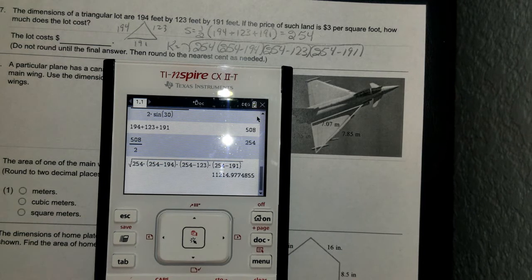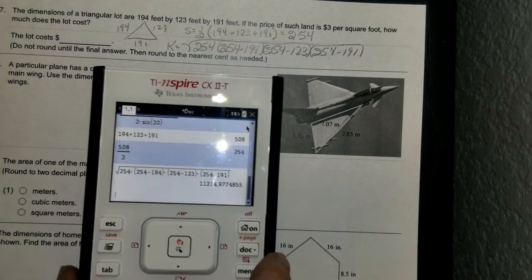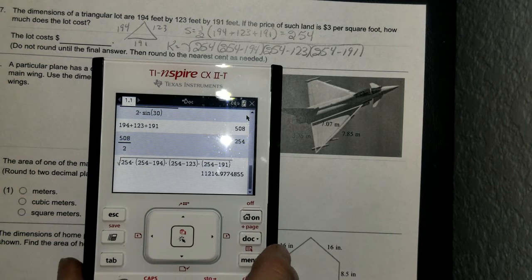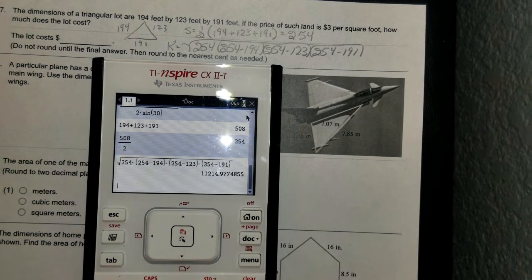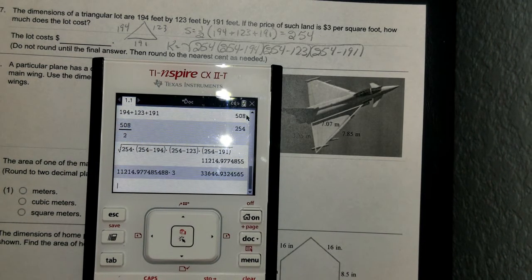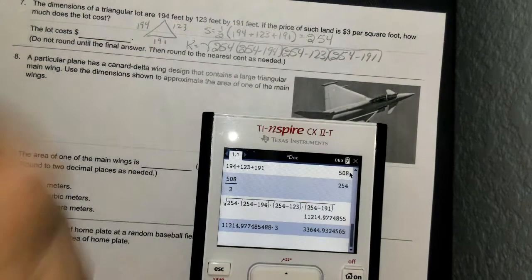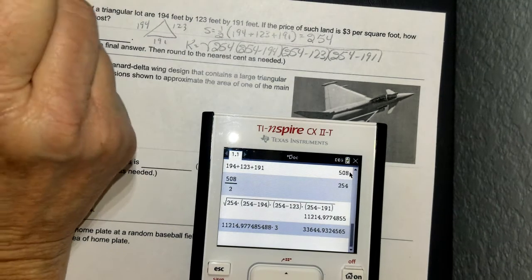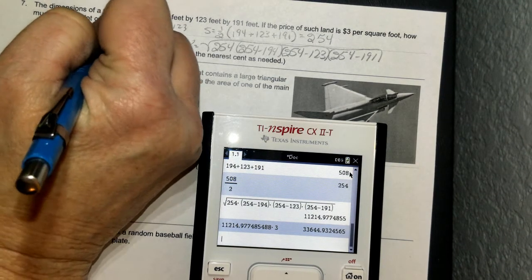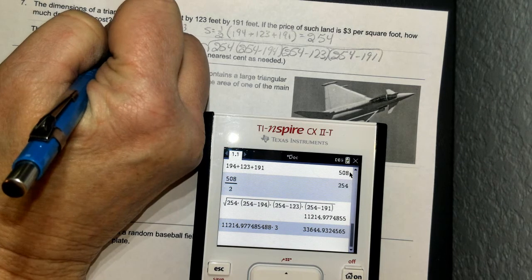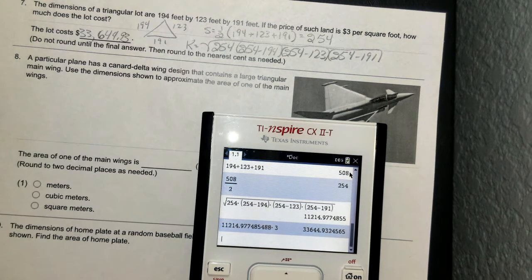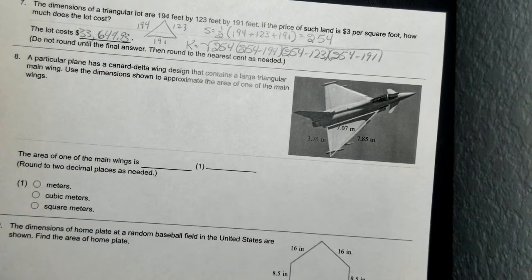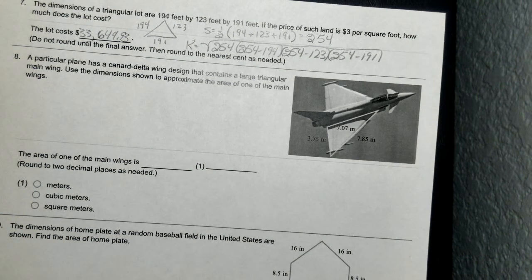Now we've got a number that's 11,214 plus a little bit, and the cost per square foot is $3. So we're going to multiply that by 3, and we will get the total cost of the lot, which would be $33,644 and 93 cents. Okay, so there we go. We found the cost of that property. Let's move on to the airplane.